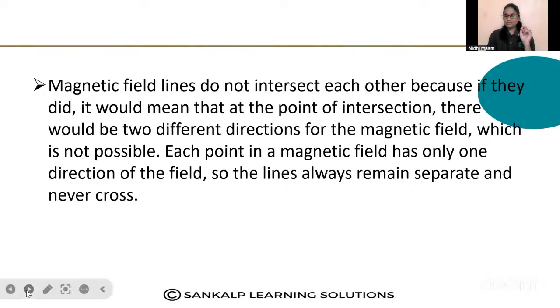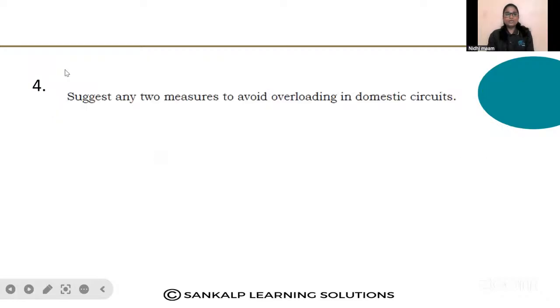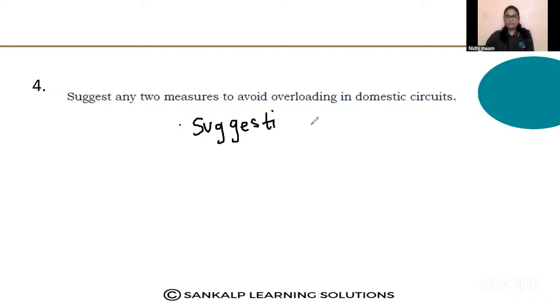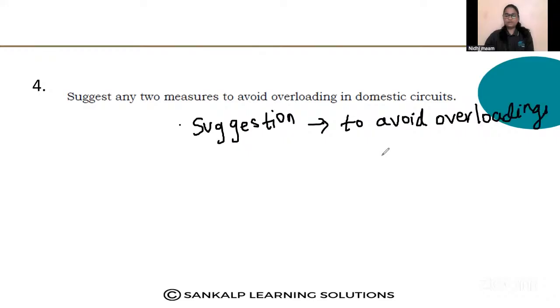Next question. Suggest any 2 measures to avoid overloading in domestic circuits. What they are asking? They are asking your suggestion. For what? To avoid overloading in a domestic circuit, means the circuits at home, domestic andre. What will be your suggestion?